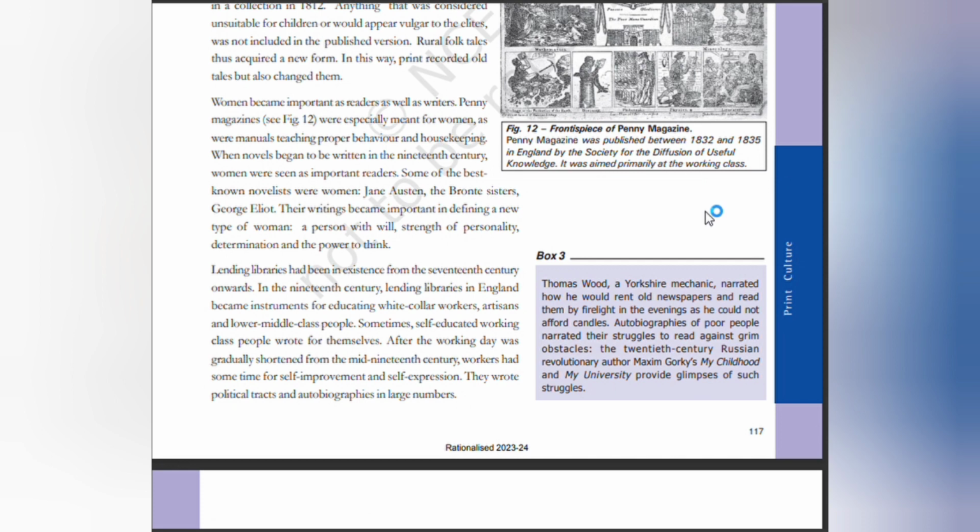Women became important as readers as well as writers. Penny magazines were especially meant for women, as were manuals teaching proper behavior and housekeeping. When novels began to be written in the 19th century, women were seen as important readers. Some of the best known novelists were women: Jane Austen, the Bronte sisters, George Eliot. The writing became important in defining a new type of woman, a person with will, strength of personality, determination, and the power to think.